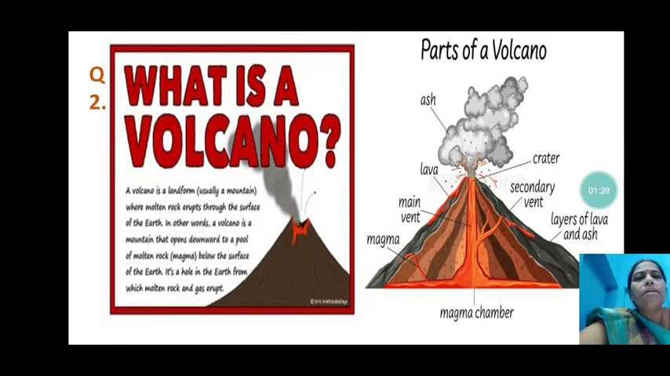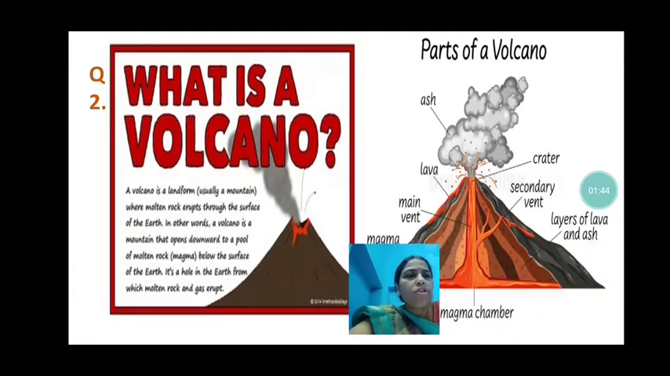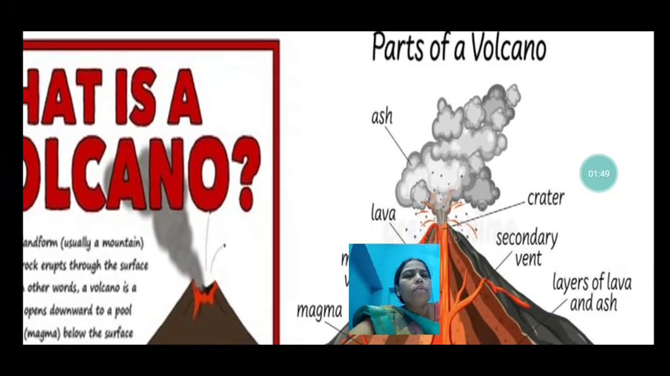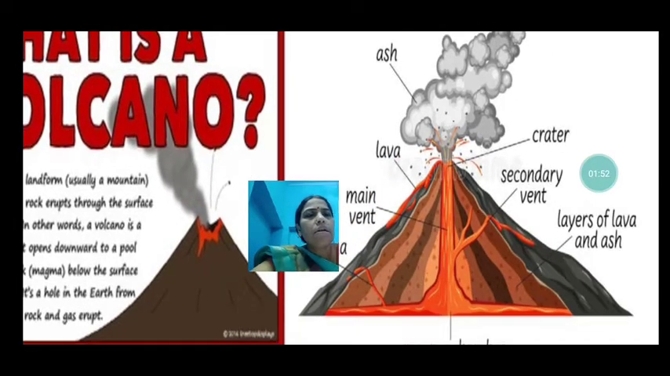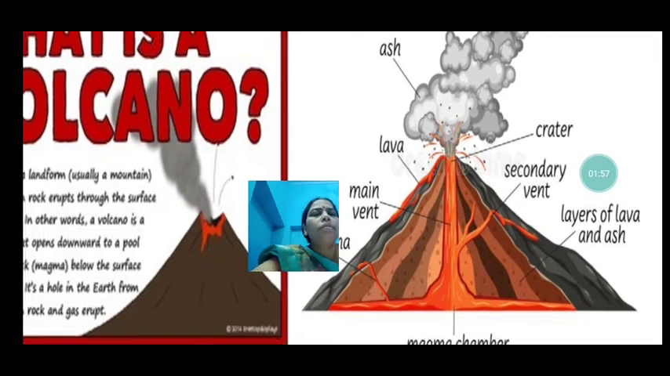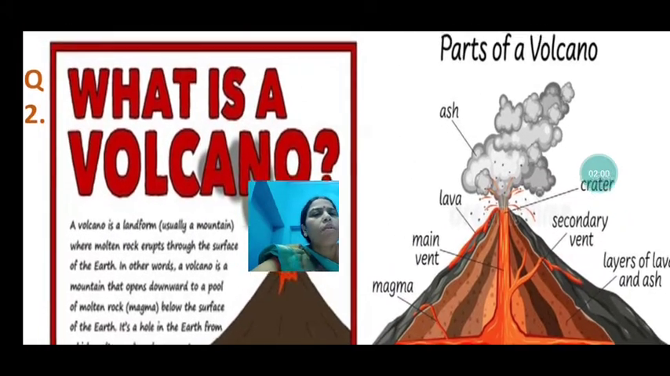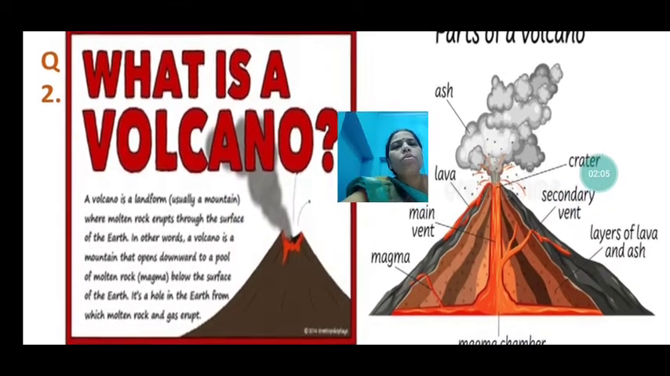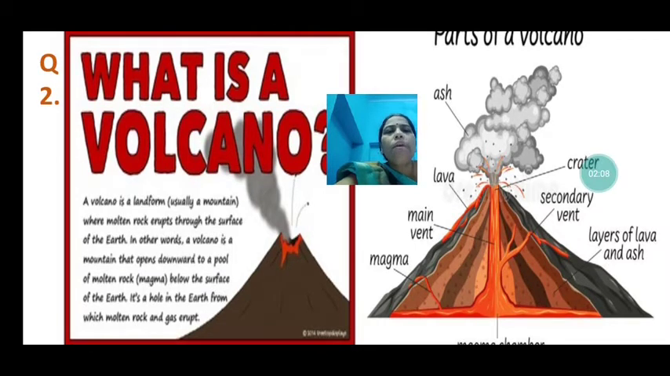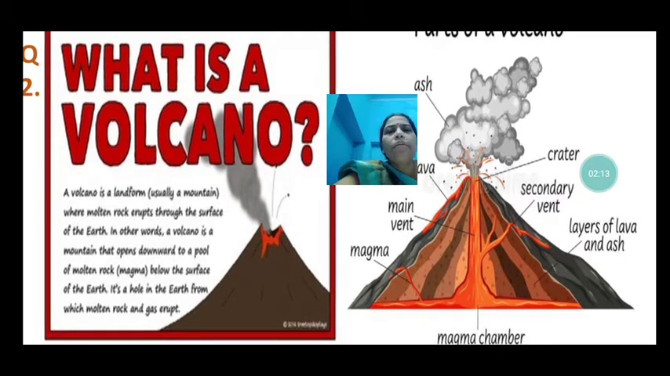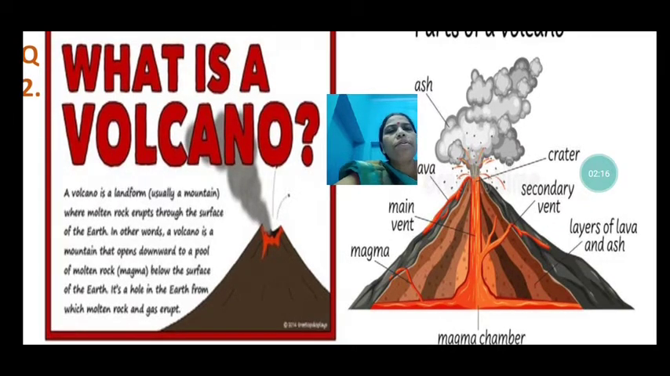Now the next one is, what is a volcano? As you can see in this picture, this is a volcano, in the form of a mountain from which the molten magma comes out through the opening. So let us see what it is. A volcano is a landform, usually a mountain. Mountain is also a landform where molten rocks erupt through the surface of the earth.